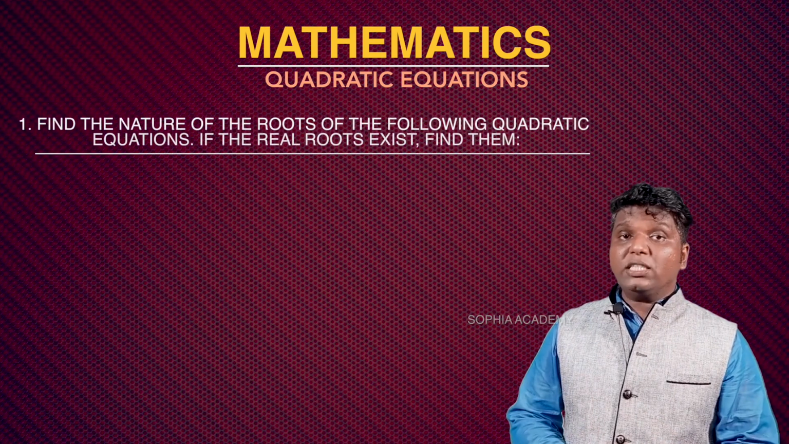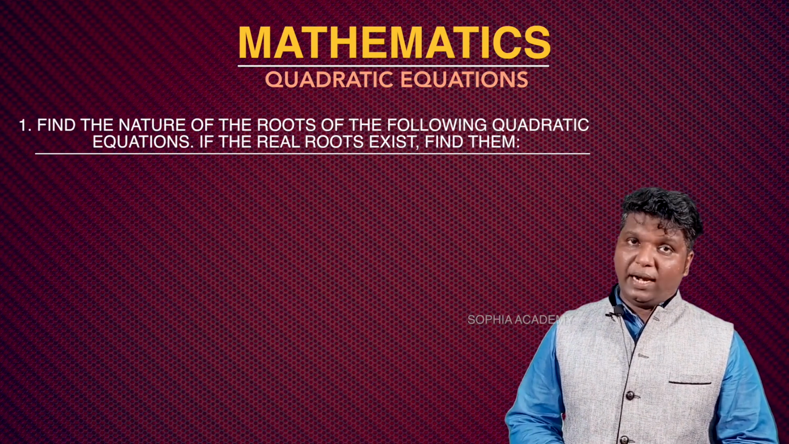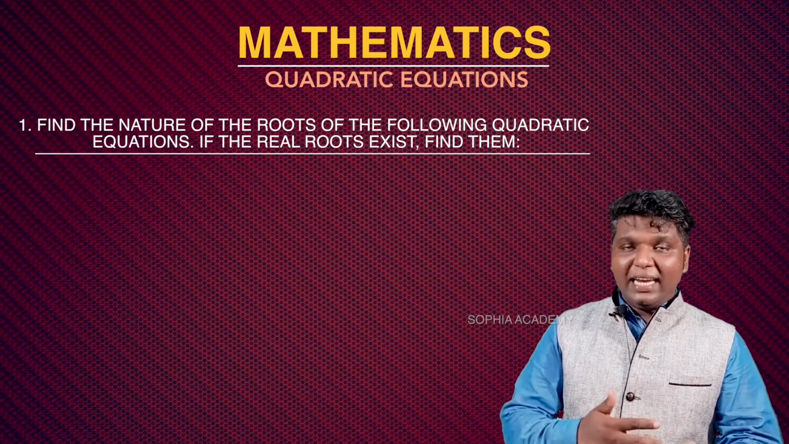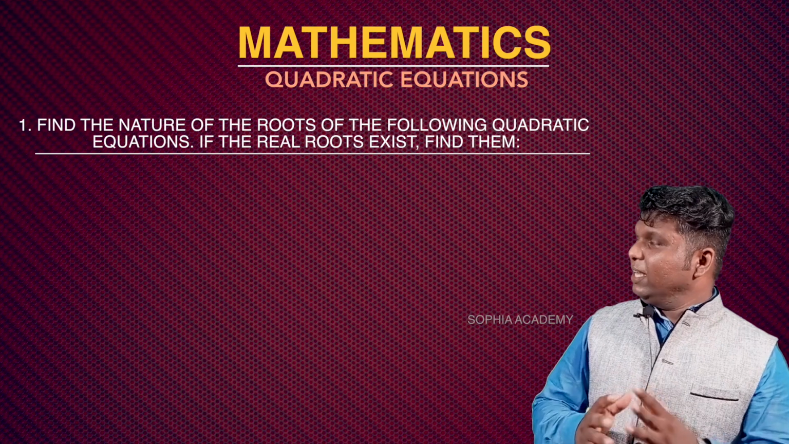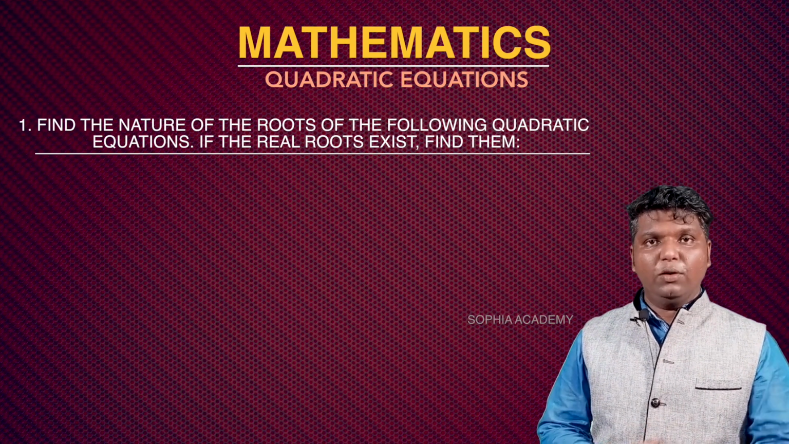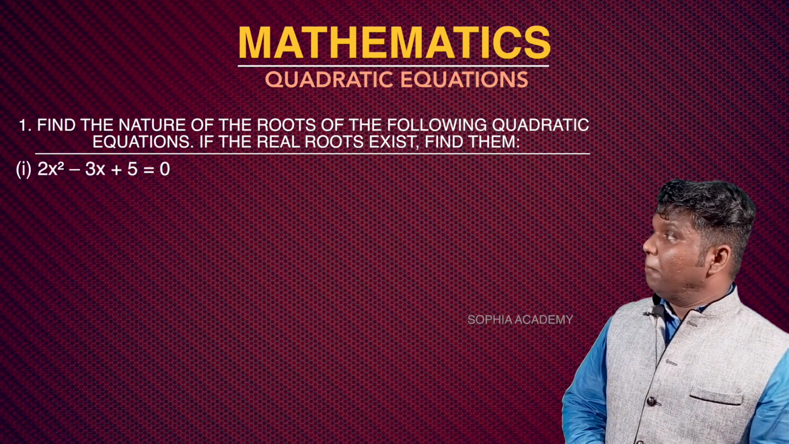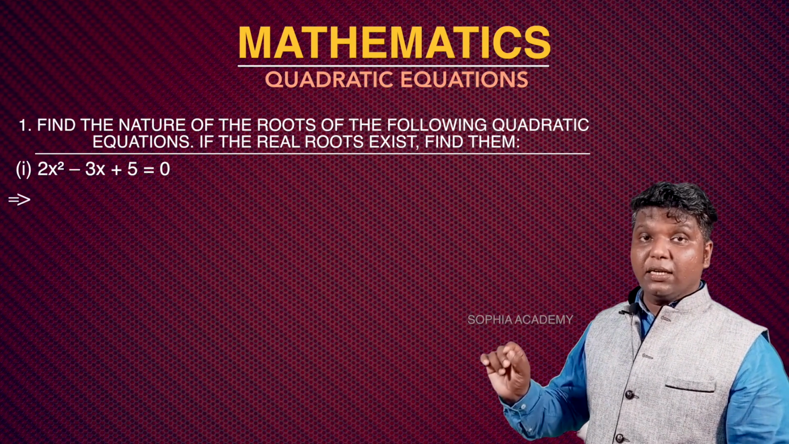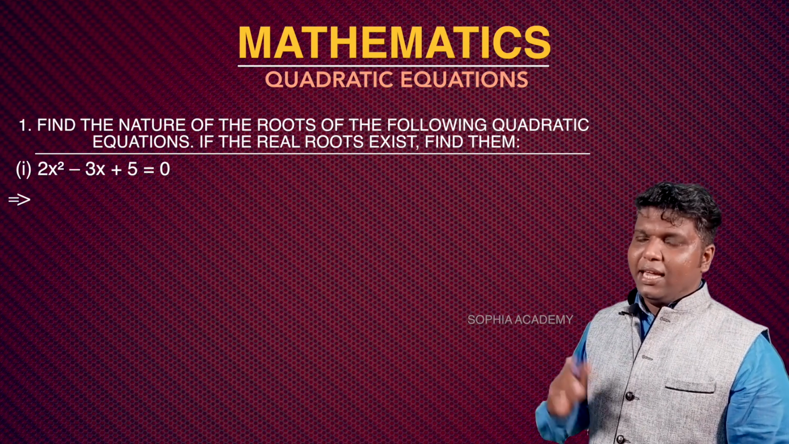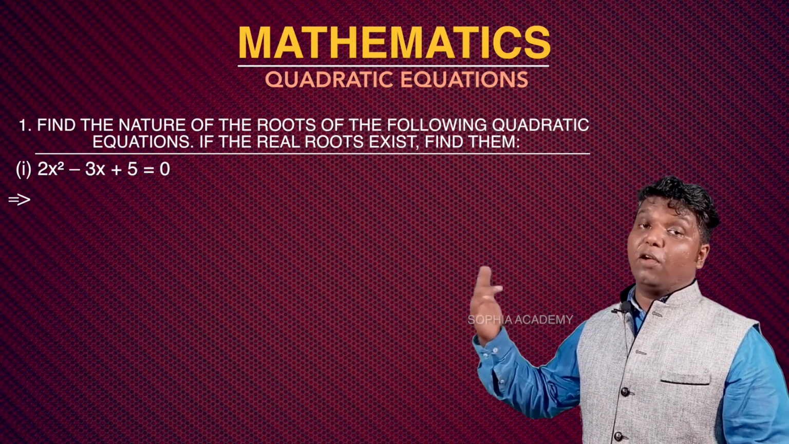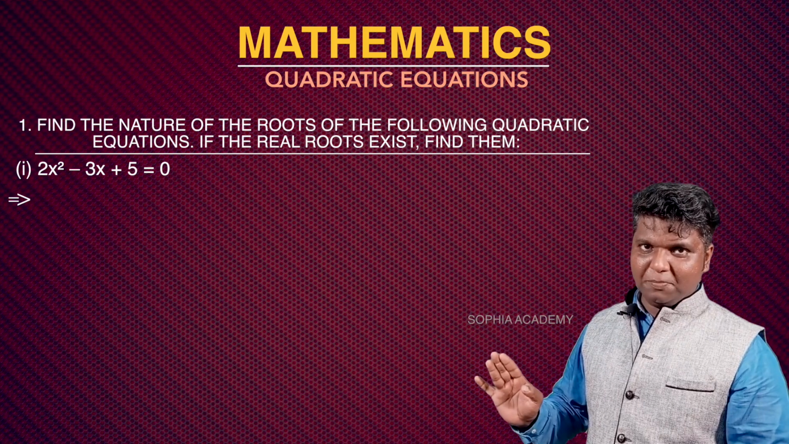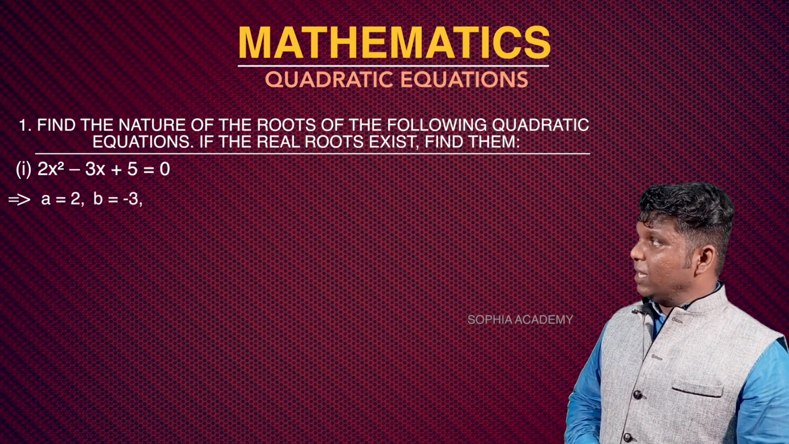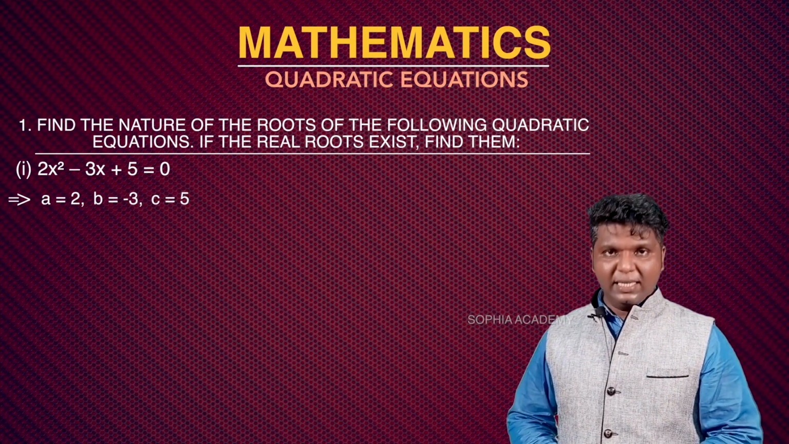Question number 1. Find the nature of the roots of the following quadratic equations. If real roots exist, you have to find the value. Question number 1: 2x square minus 3x plus 5 is equal to 0. First of all, you have to write a is equal to, b is equal to, c is equal to. What is a? It is the coefficient of x square. What is b? It is the coefficient of x. What is c? It is the constant. So here in this question, a is equal to 2, b is equal to minus 3, and c is equal to 5. Now let us find the discriminant.